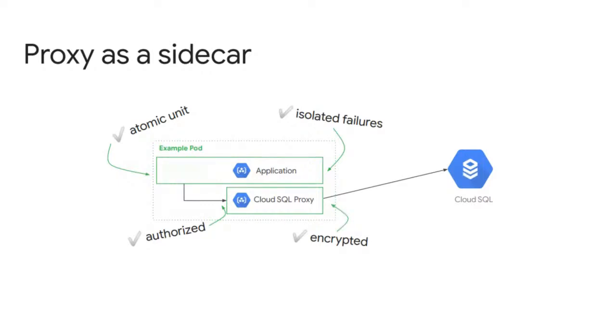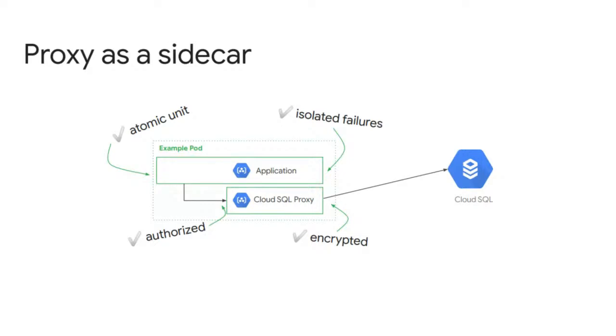It's authorized because the Cloud SQL proxy is inside the same pod as the application. Only the application can access it. You don't have to worry about other traffic accessing the proxy that is not supposed to. It's also isolated. If the application fails or the proxy fails, you don't have to worry about the rest of your application going down, because it's just that pod that failed.